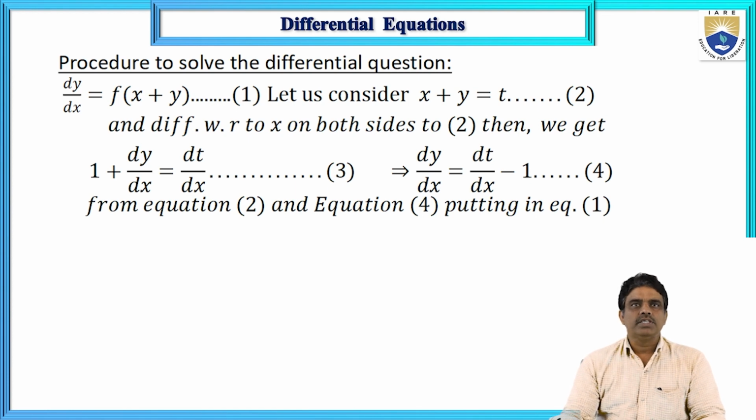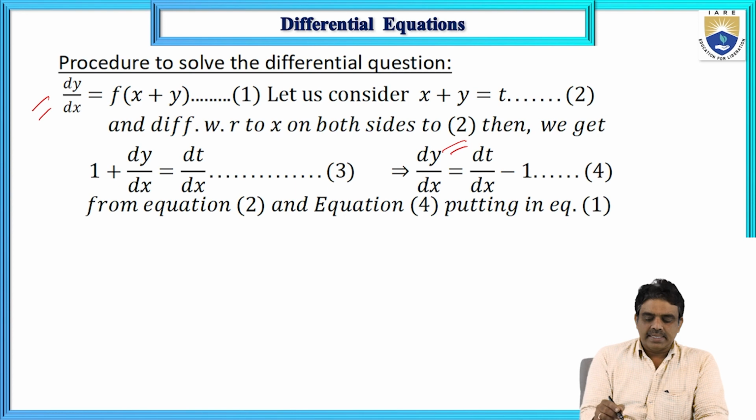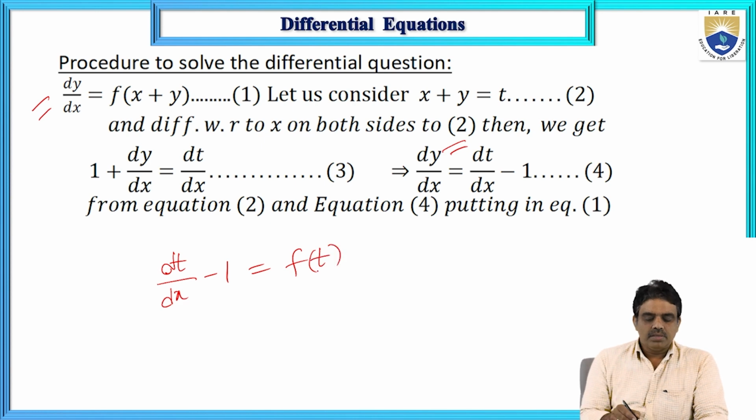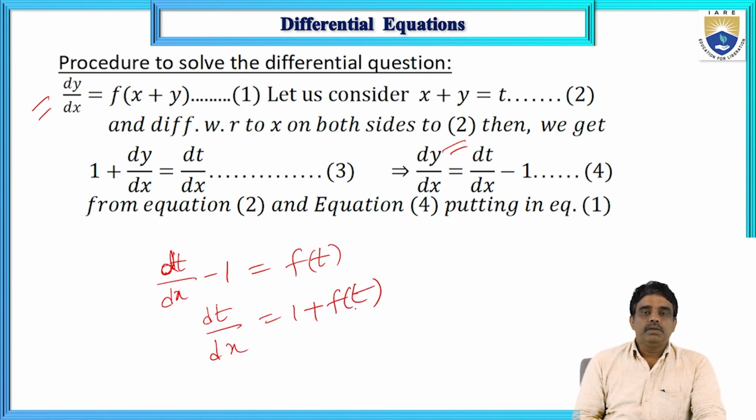So on substituting equation 4 in equation 1, this is dy by dx, so this is also dy by dx in terms of dt by dx minus 1. So on substituting, we will get dt by dx minus 1 is equal to f of t. Or what I can write is dt by dx is equal to 1 plus f of t. That means the right hand side is purely a function of the t variable only. Now I can separate the variables.